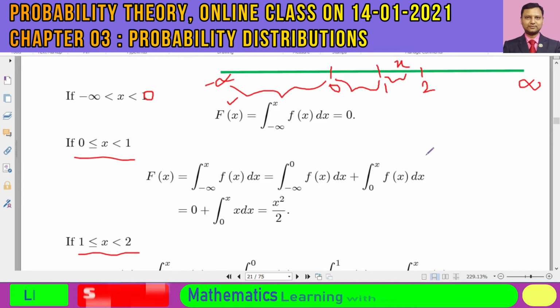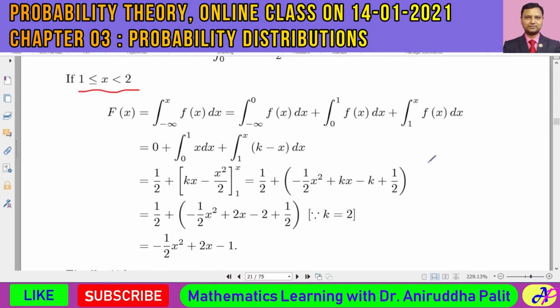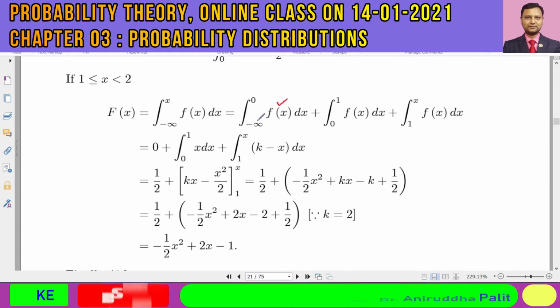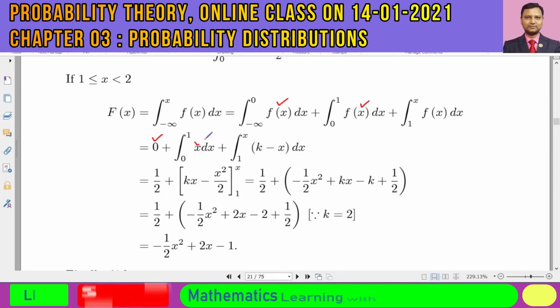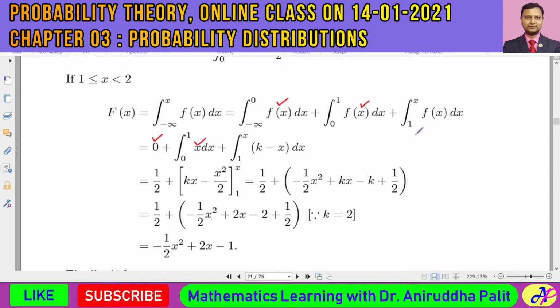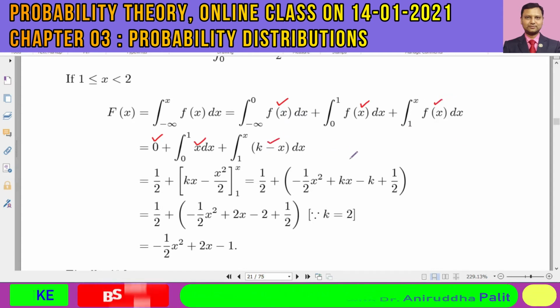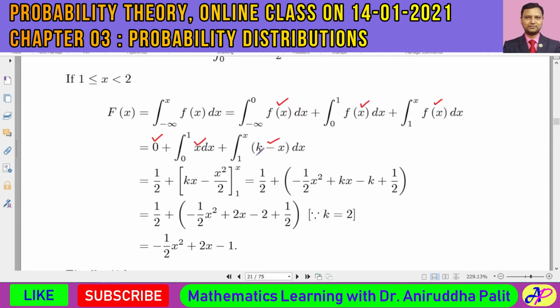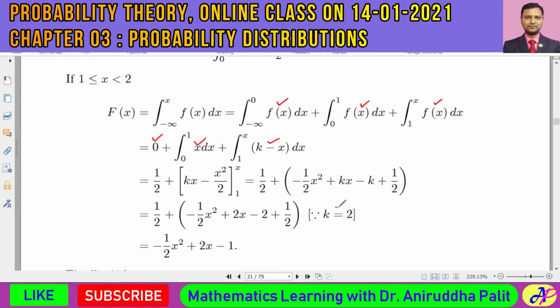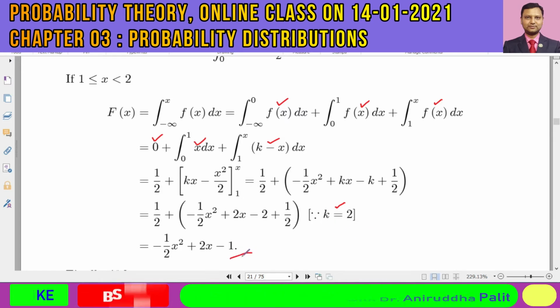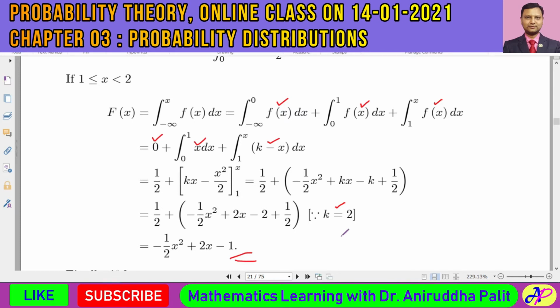So three different integrals would appear. The first portion, minus infinity to 0, has a contribution equal to 0. From 0 to 1, f(x) is equal to x, so we put x and perform the integration. In the next segment, 1 to x, f(x) is equal to k minus x, and we know k is equal to 2, so you can put k equal to 2 in the subsequent step, or after the total computation. After the integration I put k equal to 2, and finally we got this result. F of x is equal to this expression.